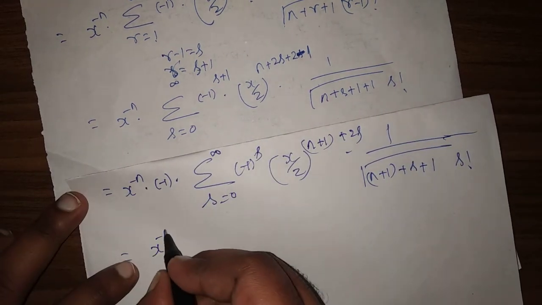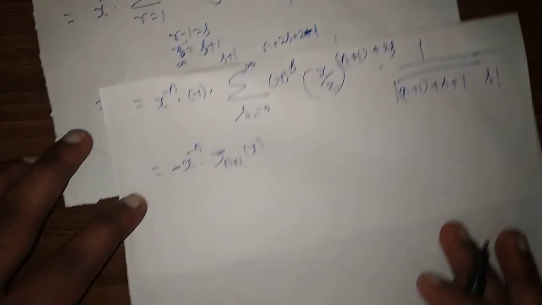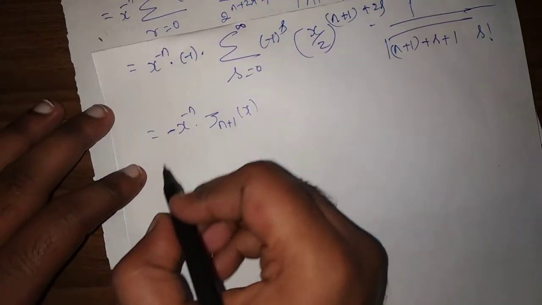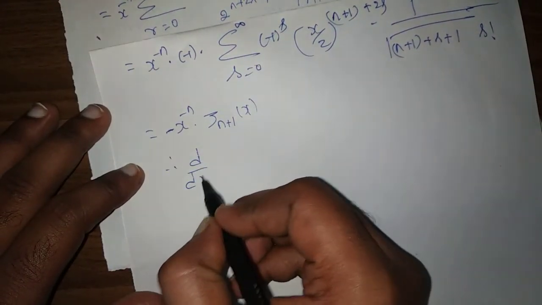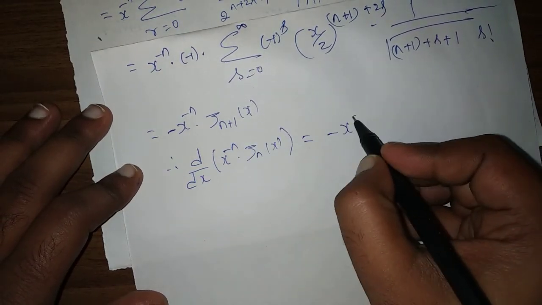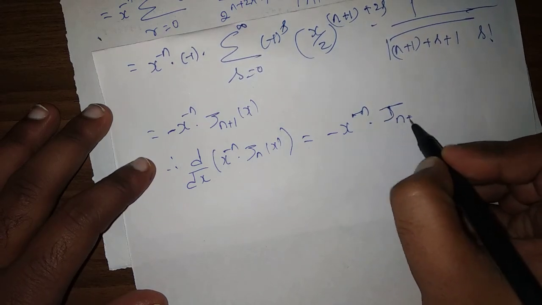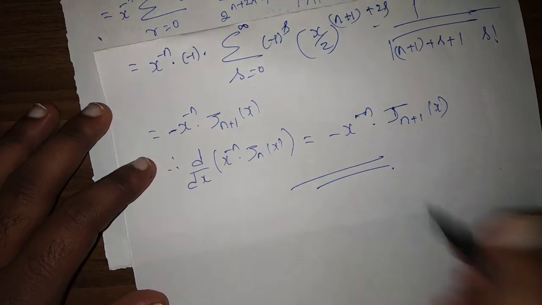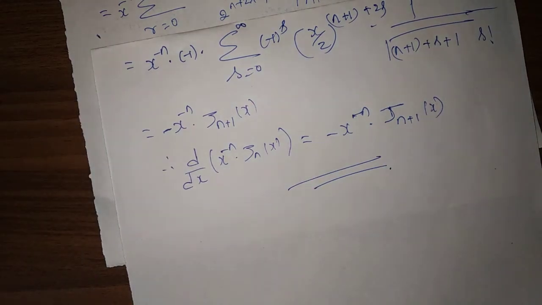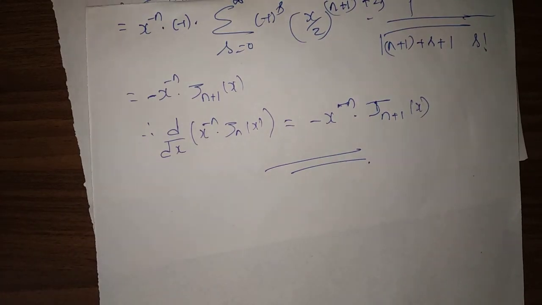So which is x to the power of minus n into Jn plus 1 of x. Therefore, d by dx of x power minus n into Jn of x can be written as minus x power minus n into Jn plus 1 of x. So this is the last property. So all 8 properties are important. Now based on these properties, in the next session we can do some problems which are very simple.